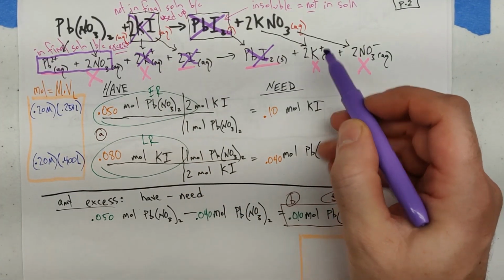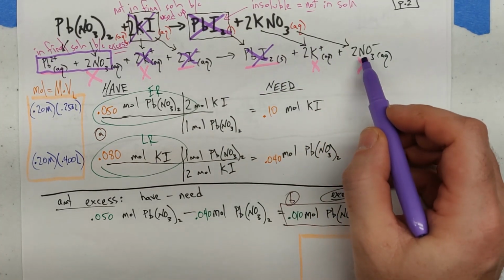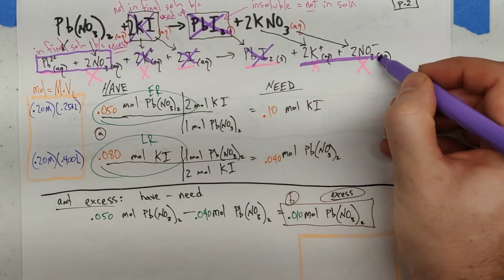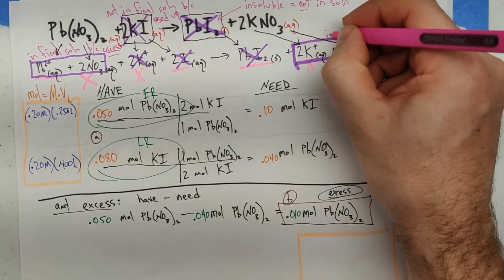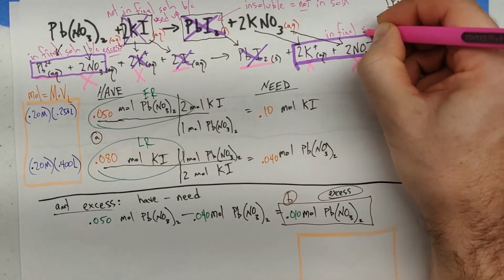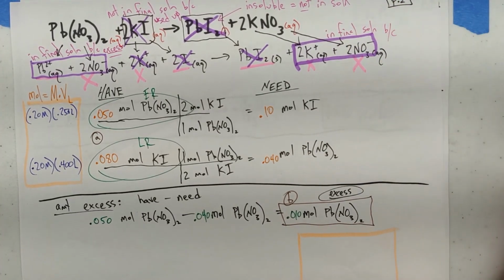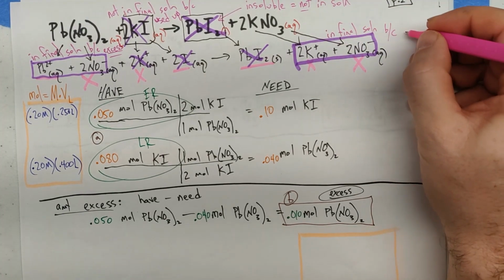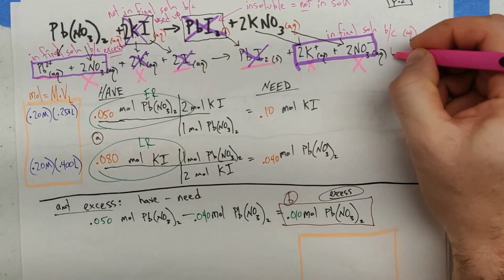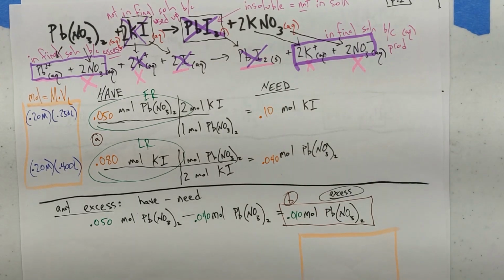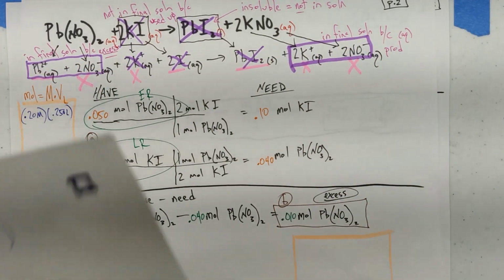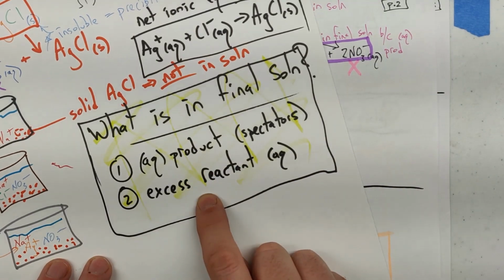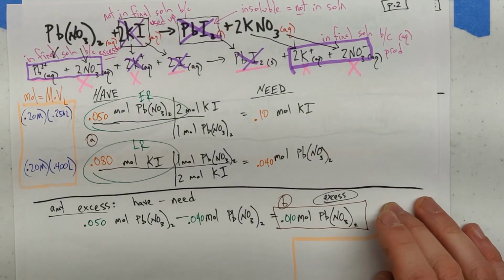As you look over here, though, I do have these potassium ions and nitrate ions because they didn't change. They are spectators. So this is in the final solution, right? Because they are aqueous products. And that ties back into what we said earlier. We are expecting to see our excess reactant and our aqueous product in the final solution. Our aqueous product and our excess reactant. And that's what we have.